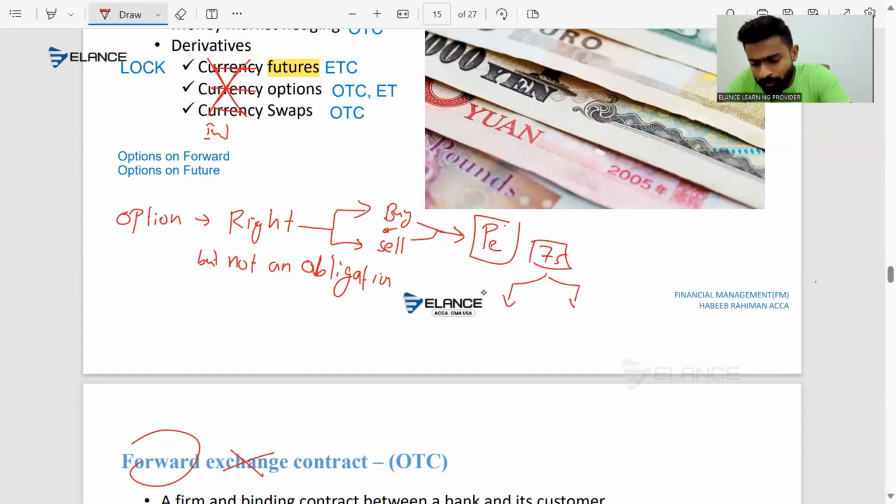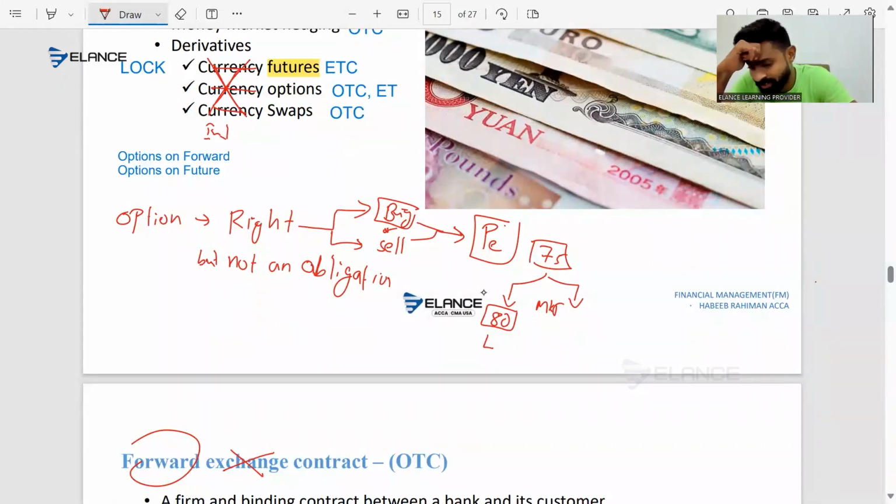I will compare with the market price. If the market price was 80, what was my answer? I will exercise or lapse? I will lapse. Why? Because we were a buyer. We have an option to buy. Assume you have an option to sell at 75. You have a right to sell at 75. Selling at 75 or selling at market price 80, which is better?